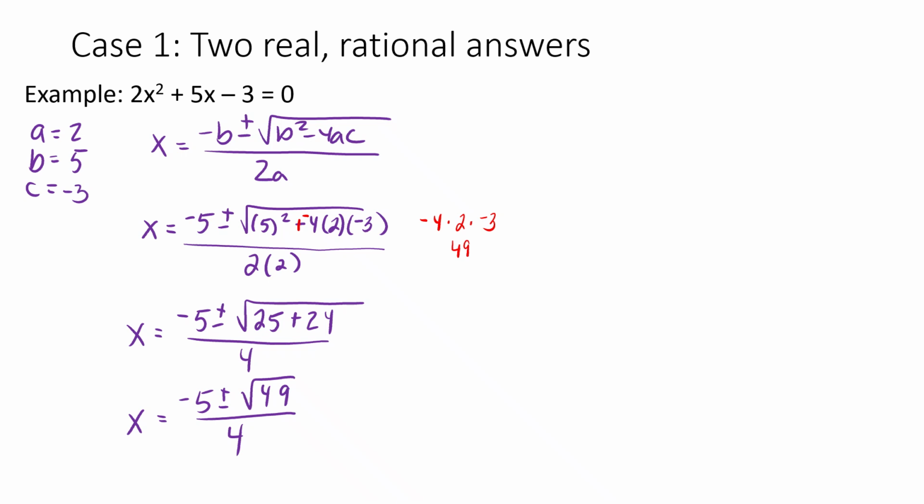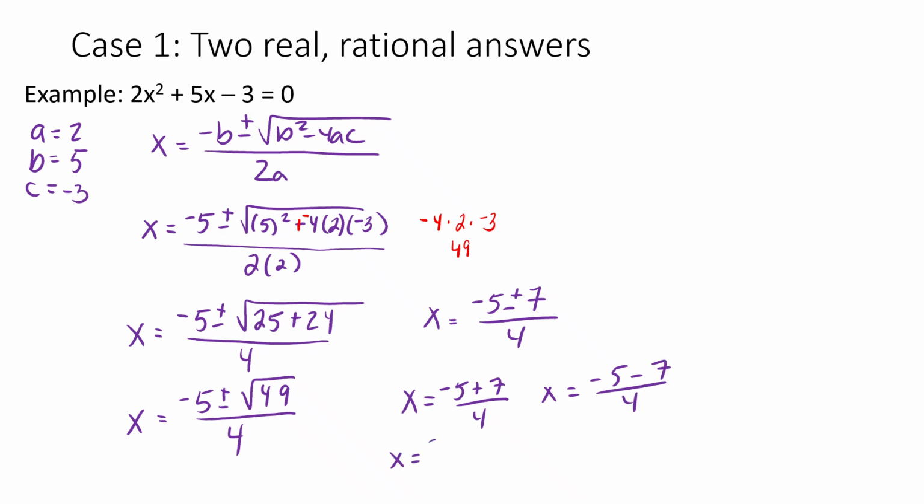What you want to notice here is that taking the square root of 49 does give us a rational number. It gives us an integer, the number 7. And so we're able to take the simplification further. So we have -5 plus 7 over 4, and we'll have -5 minus 7 over 4.